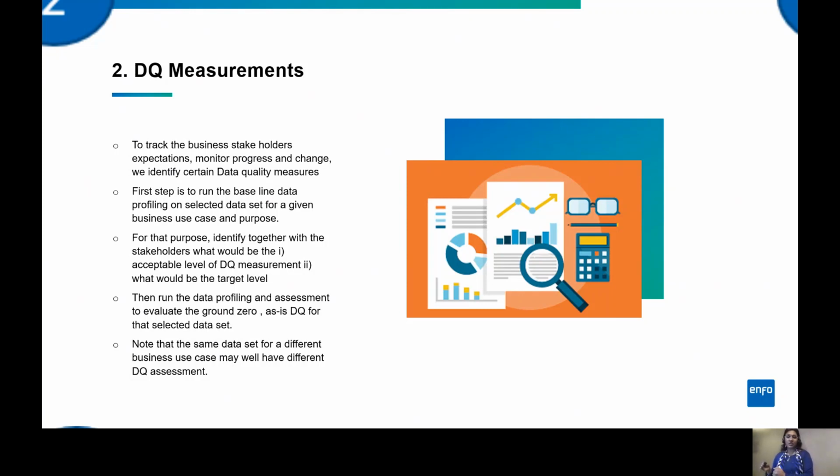You always measure it with respect to something that you have either as a target or your baseline. And also, again, I reiterate, the same data for a different use case may have completely different measurements and metrics.